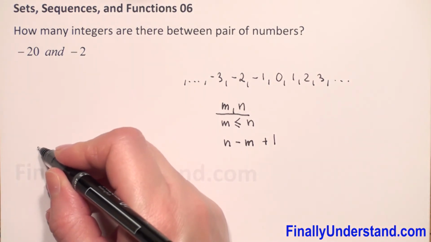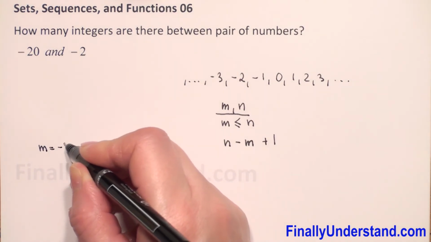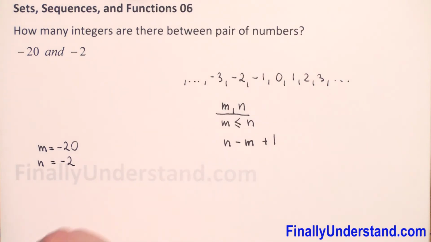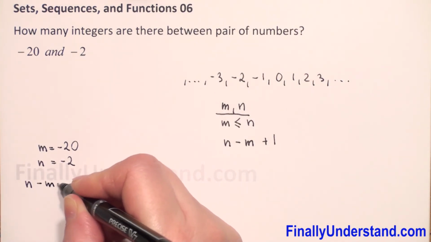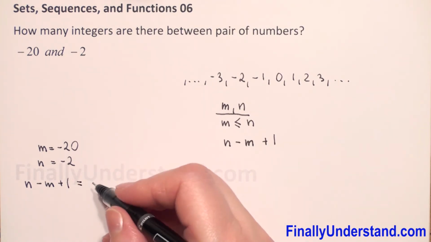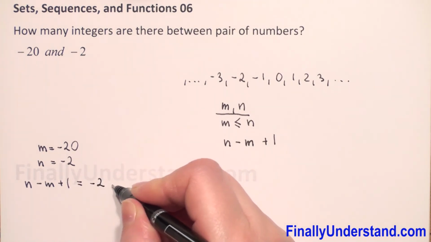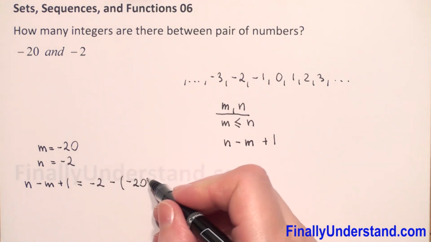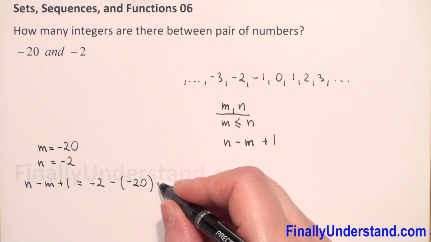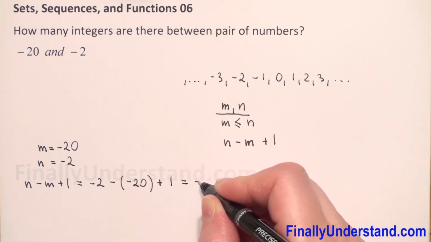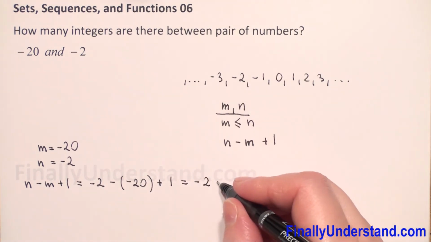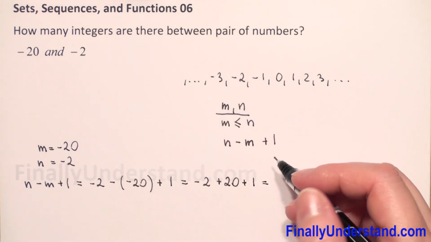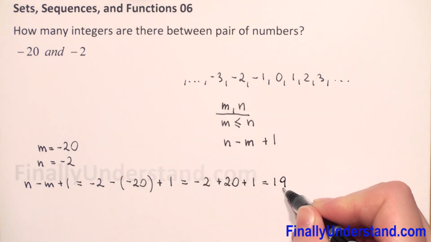So in our case, m is equal to -20, n is -2. So we have the formula n minus m plus 1. So this is equal to -2 minus (-20), because m is -20, so we have to put this in parentheses, and we have plus 1. So this is equal to -2, negative and negative give me positive 20, plus 1. So this is equal to 19. This is my solution.